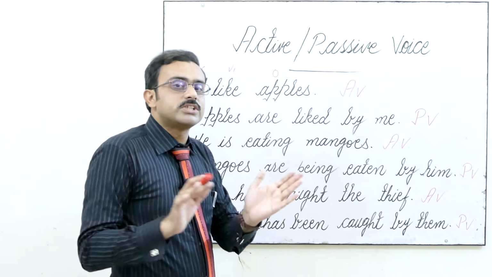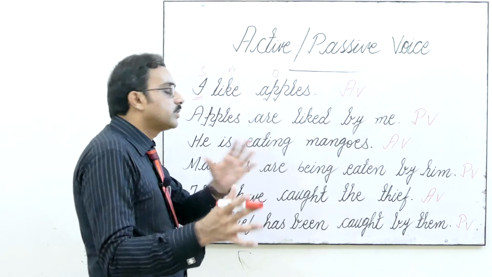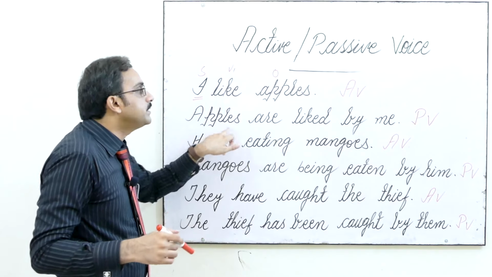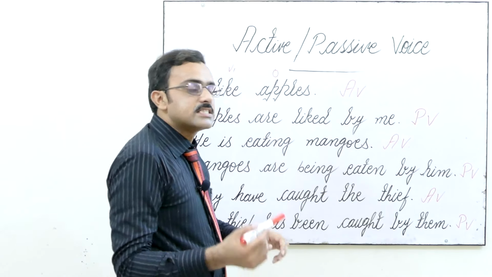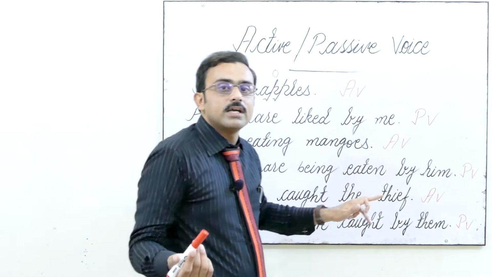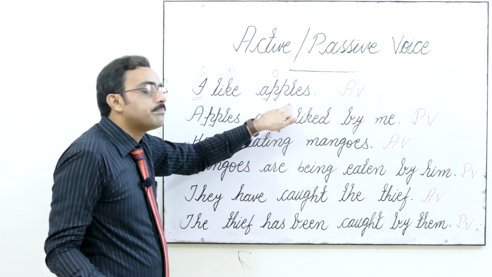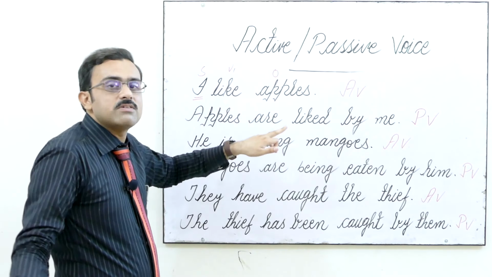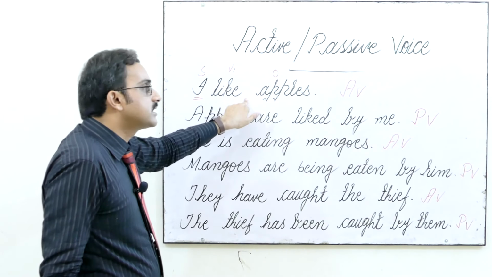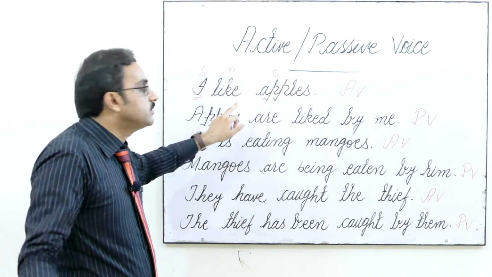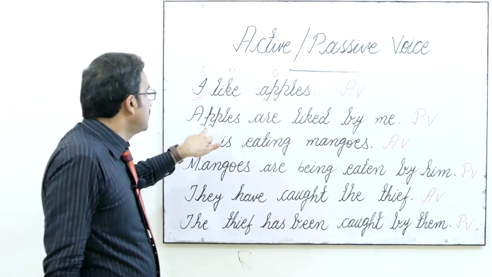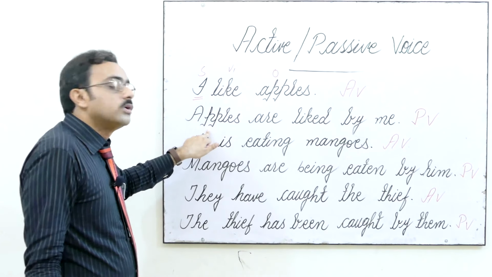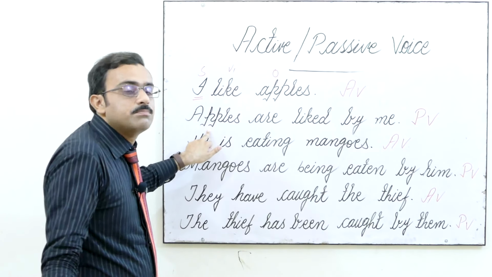We are not going to change the tenses, but we are going to change the formation. So now look at this. Apples are liked by me. This is what? Passive voice. Why? Because here apples, it was what? It was your object, but means receiver. So in first case, active voice, the prominence was given to subject, but in passive voice, the importance is given to your receiver, means your object.